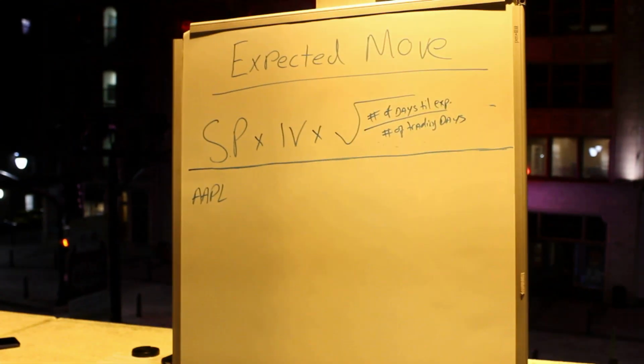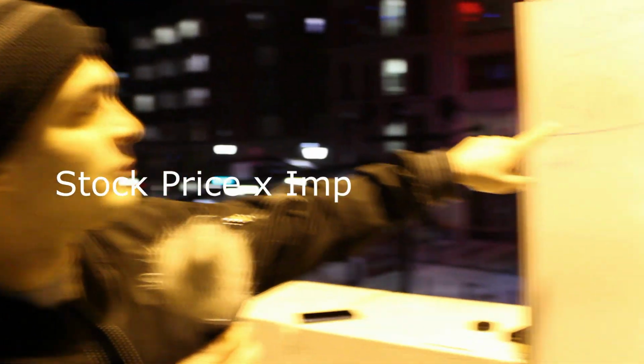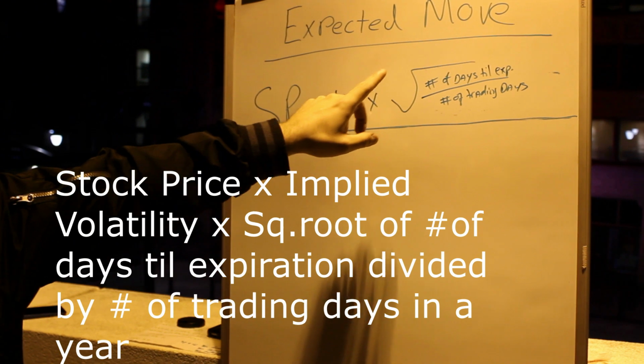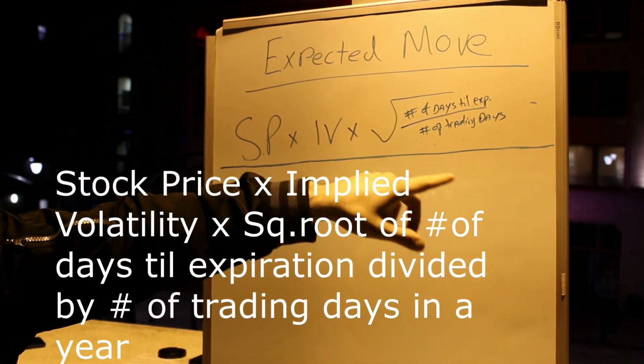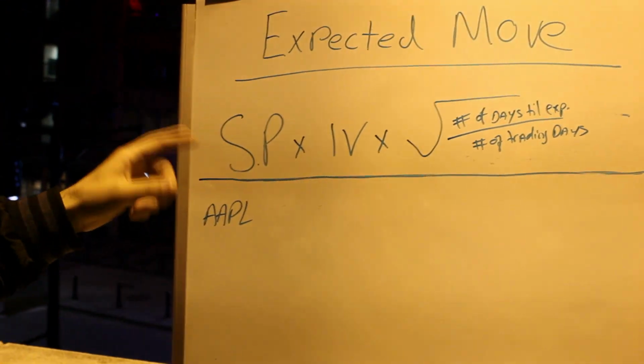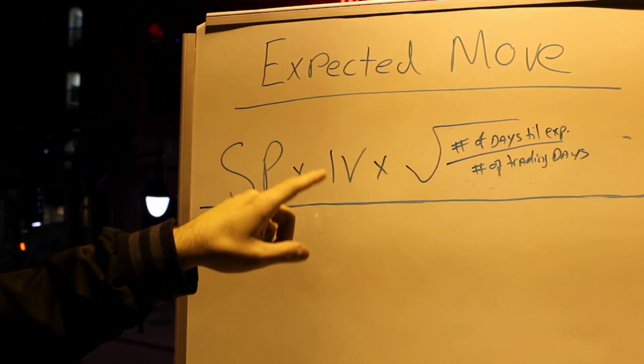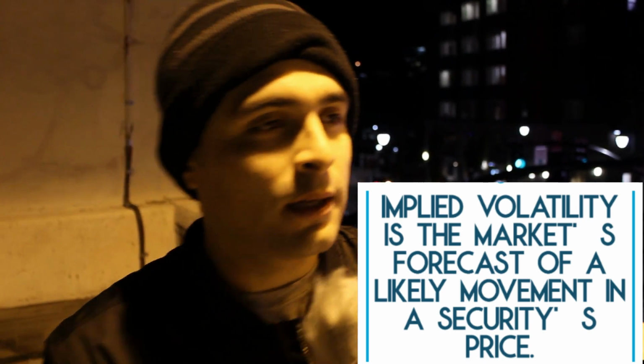There's two different formulas you could use. This textbook version, this is the one I read when I was reading finance books. So this is the formula. SP, stock price, times implied volatility, times the square root of number of days until expiration over number of trading days in the year. So let's break it down simple. Stock price, you go on any app and you figure out what the stock price is at the time. IV is implied volatility. Implied volatility is how much of a range a stock can go after this event.